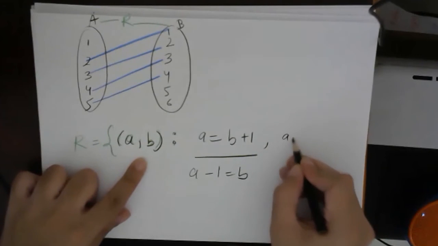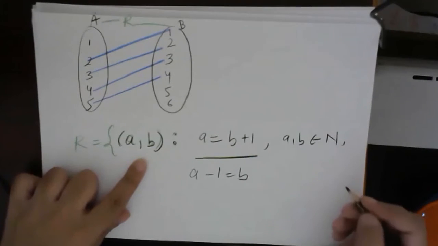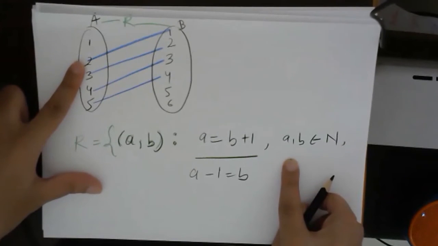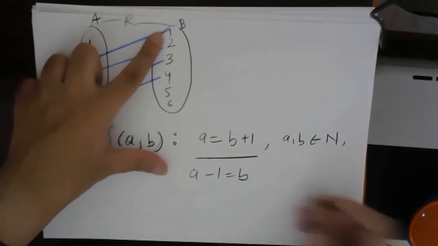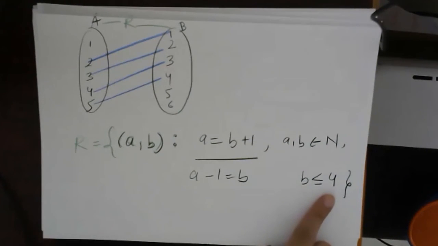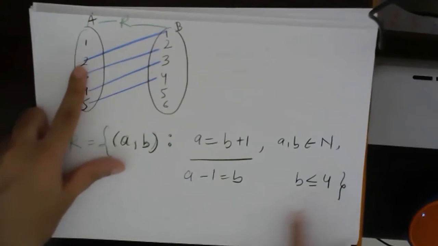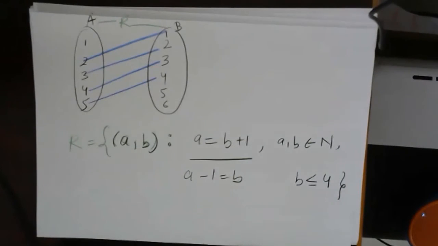A and B belong to which set? Natural numbers. And we have to limit the values of A and B. A and B belong to natural numbers, and the easier form, which one of you has written correctly, is that B should be less than or equal to 4. B is less than or equal to 4. For different values of B, you will get the values of A. So B is taking values 1, 2, 3, 4. Understood?